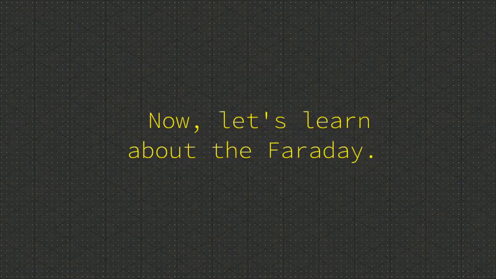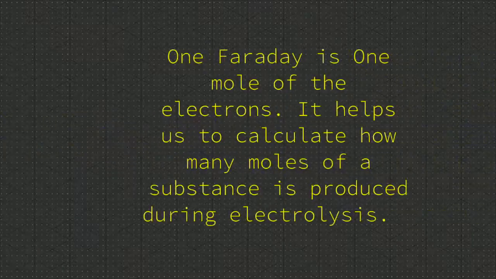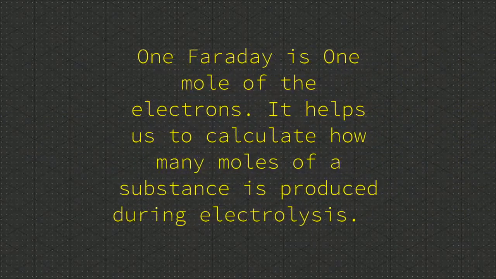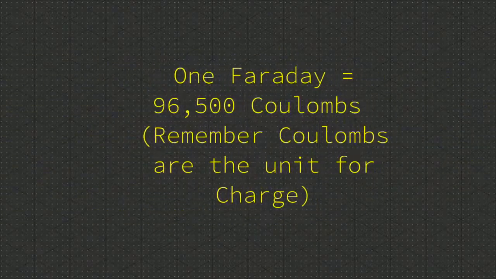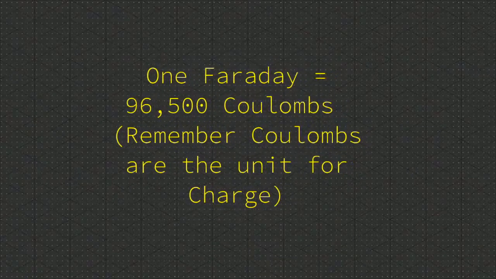Now, let's learn about the Faraday. I know it sounds scary, but it's actually really easy. 1 Faraday is 1 mole of electrons. It helps us to calculate how many moles of a substance are produced during electrolysis. 1 Faraday is 96,500 coulombs. Remember, coulombs are the unit for charge.